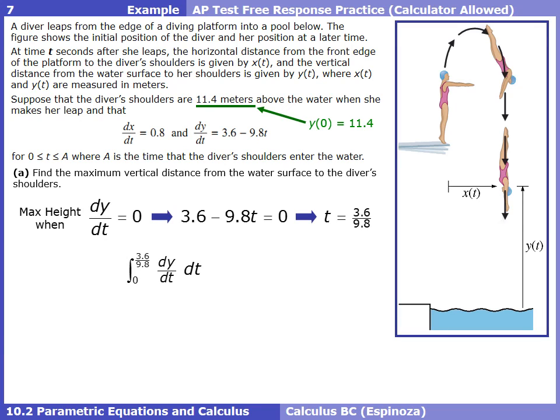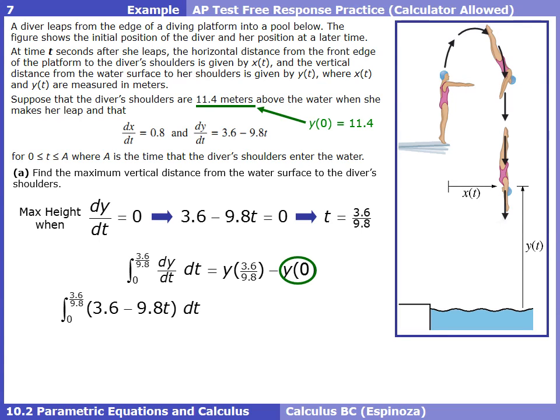They tell you the position at time 0 is 11.4. They tell you, or we just actually figured out, I should say, that the time when she's at her maximum height is 3.6 over 9.8. So we're going to integrate from 0 to 3.6/9.8 of our y velocity component. Of course, when we do that, that's going to equal the y position at 3.6/9.8 minus the y position at 0. And of course, we know the y position at 0 from above is 11.4.